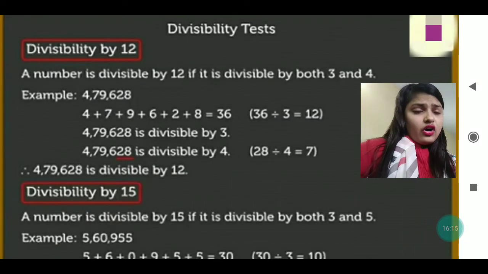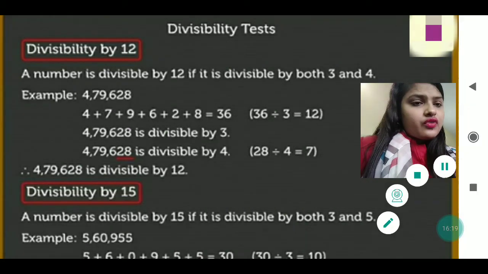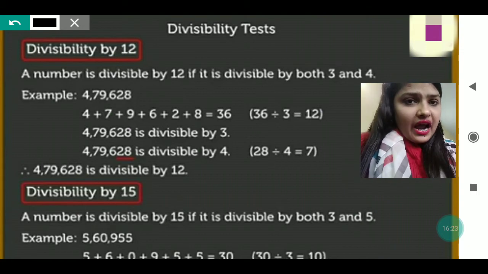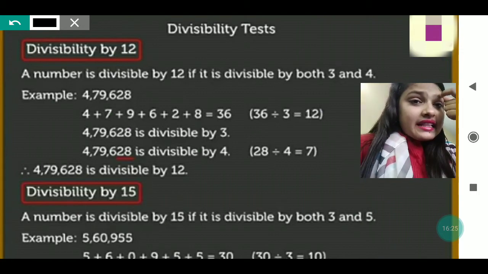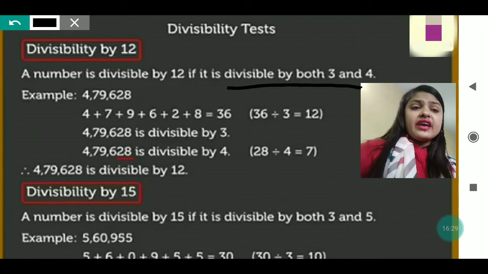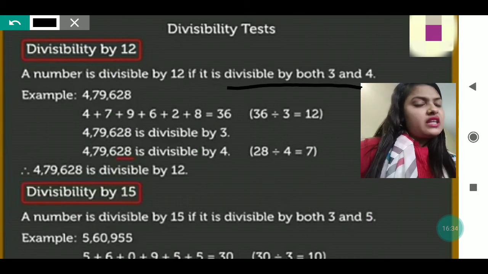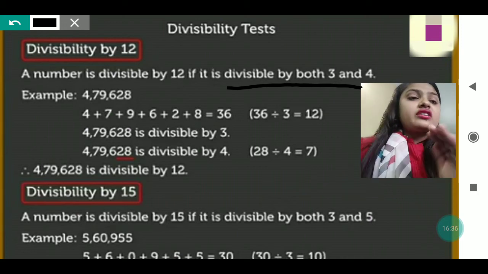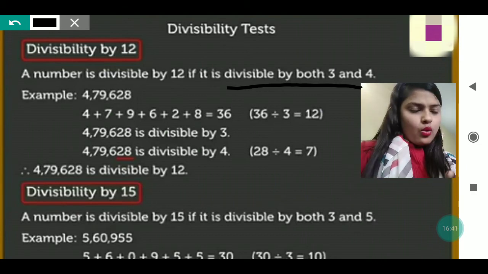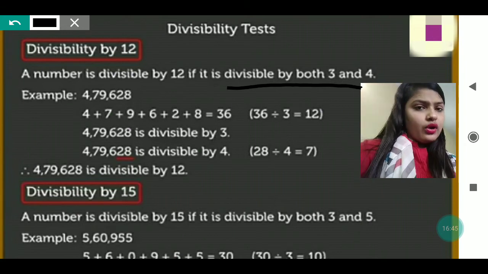How can we find out the divisibility of 12? When we have to find out divisibility by 12, we have to see whether that number is divisible by both 3 and 4. Both the numbers should be divisible. It is not that if it is divisible by 3 only, then it is divisible by 12. No. We have to see that it should be divisible by both 3 as well as 4.